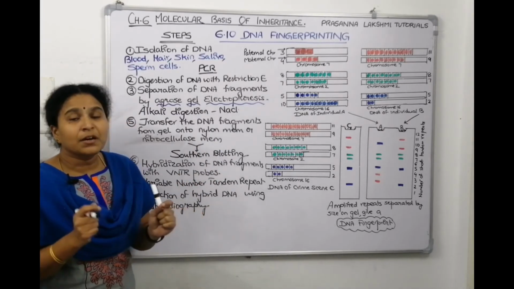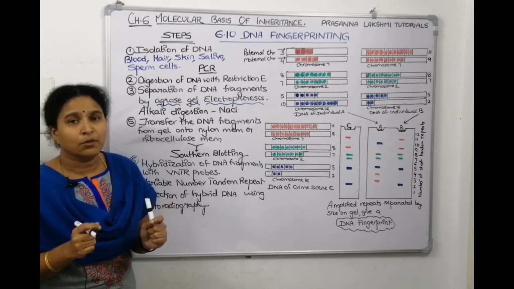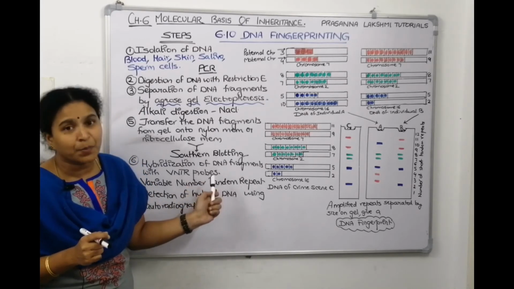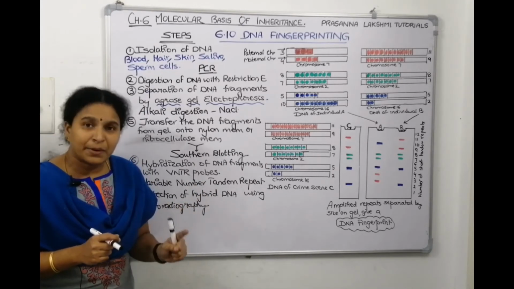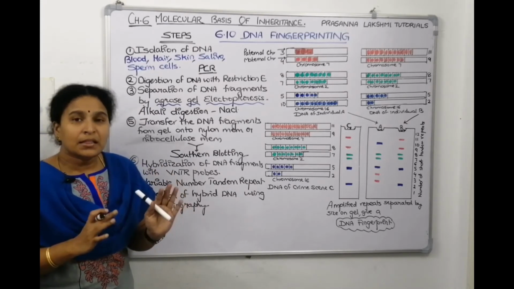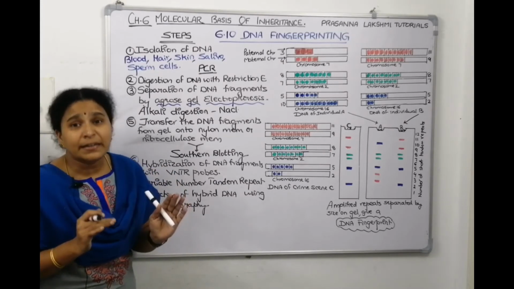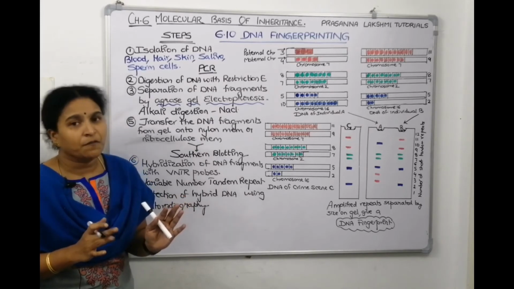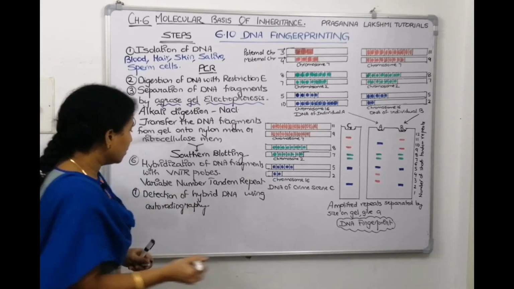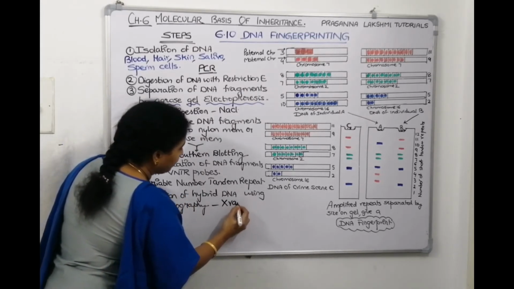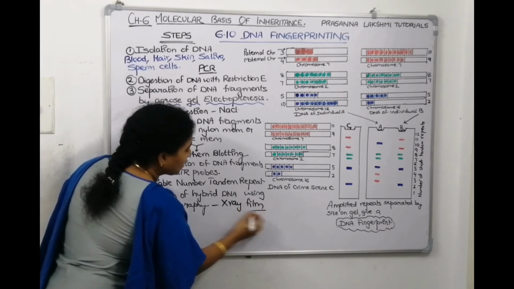After that, convert these single strands into hybrid molecules by treating them with VNTR probes. What is VNTR? Variable number tandem repeat probes. Then these hybrid DNA molecules are finally detected by using autoradiography, and you will get the bands on the X-ray film.